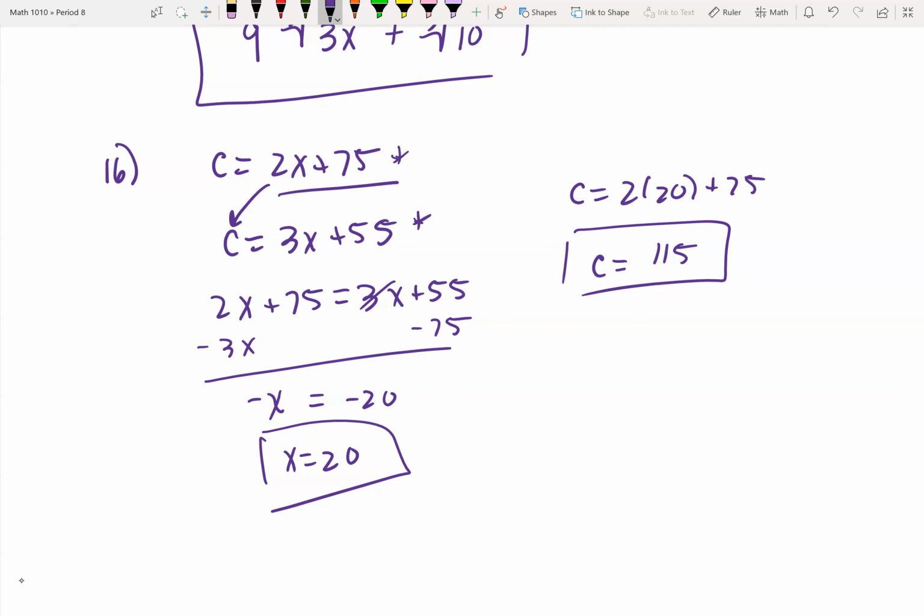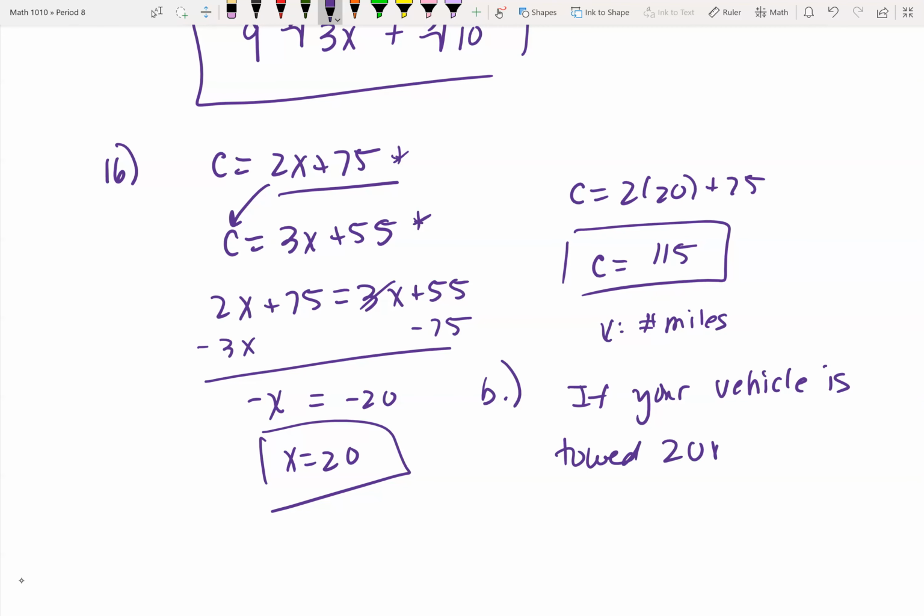Part B, what does that mean? Okay, so basically, these are towing companies, and the x stands for the number of miles. So if your vehicle is towed 20 miles, I'm just going to say it instead of write it, both companies will charge $115.